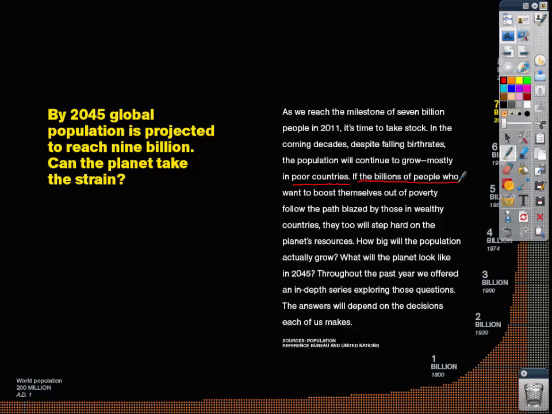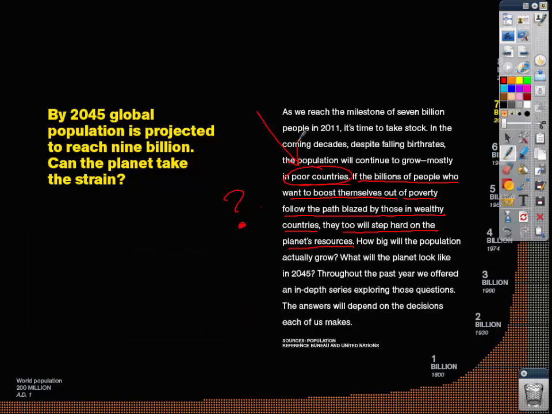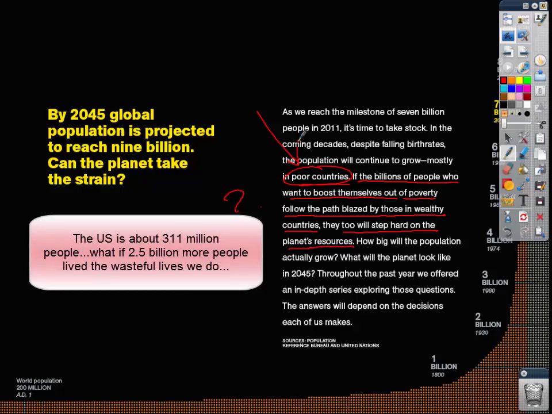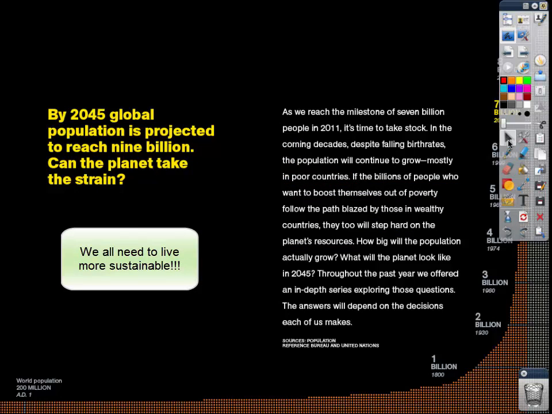If the billions of people who are currently in poor countries want to boost themselves out of poverty, and they follow the path blazed by us, they too will step hard on the planet's resources. Do we have enough resources? Think about it. That's where we're at. It's those 1.3 and 1.2 billion people in China and India and growing countries that are going to make that next step in the next couple of decades, that are really going to put a strain on our environment and our Earth.